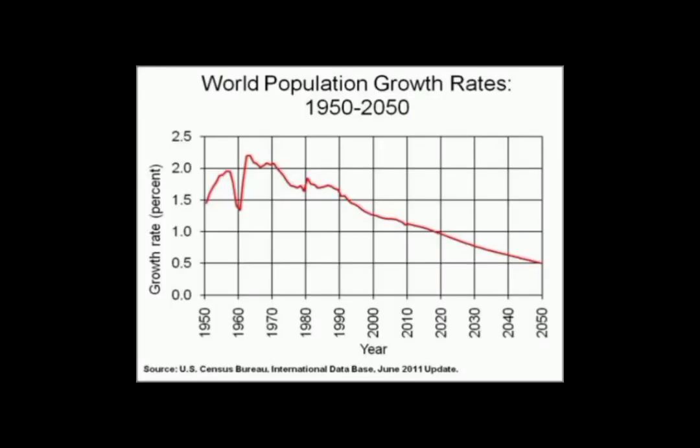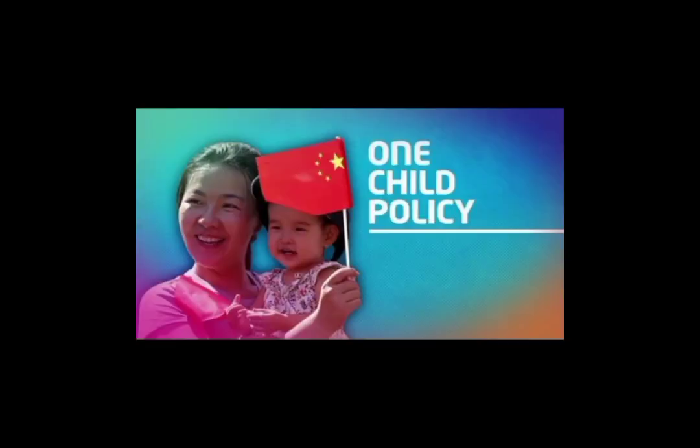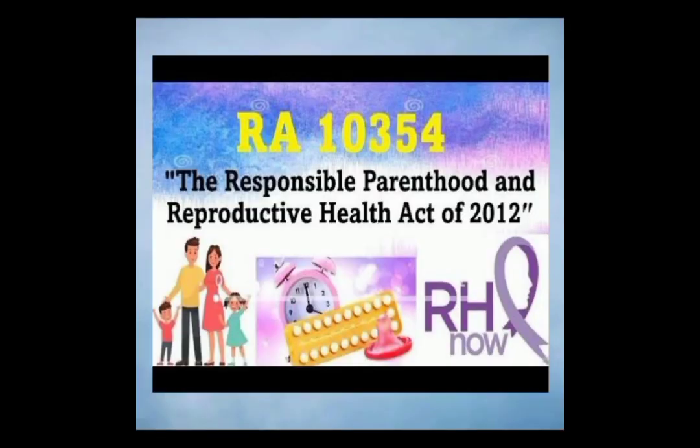As the population growth rate increased after World War II, the belief grew that by limiting the population, vital resources could be used for economic progress, and this became the basis for government population control programs worldwide. For example, the One-Child Policy in China, and in the Philippines, Republic Act number 10354 on responsible parenthood and reproductive health.